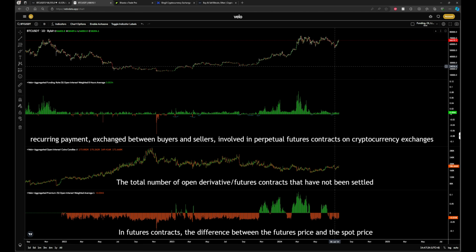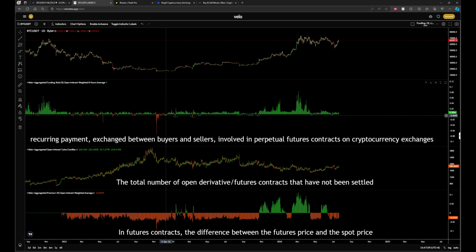Let's talk about, first of all, the basic definitions. We have funding rate. What is funding rate? Well, it's a recurring payment exchanged between buyers and sellers involved in perpetual futures contracts on cryptocurrency exchanges. If it's in the green, it's positive. It means that long position holders are going to be paying short position holders. If funding's in the red, it means short position holders are going to be paying the long position holders every 8 hours. Okay, so that's as basic as it is.